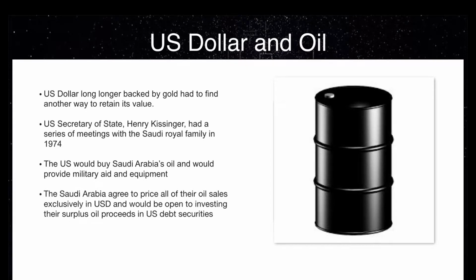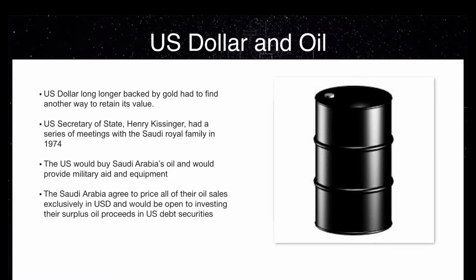Essentially, I guess they did. You have to have something to give it some type of strength. You need the world to be dependent on the US dollar to give it some strength. And so in 1974, the then US Secretary of State, Henry Kissinger, had a series of meetings with the Saudi royal family. And what the US said was that they would provide military aid and equipment to Saudi Arabia in exchange, and that the US would essentially buy most of their oil.